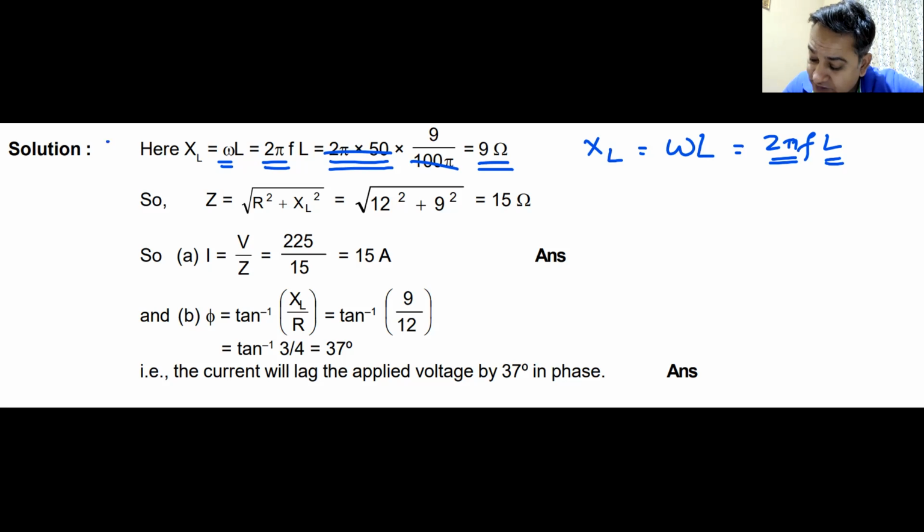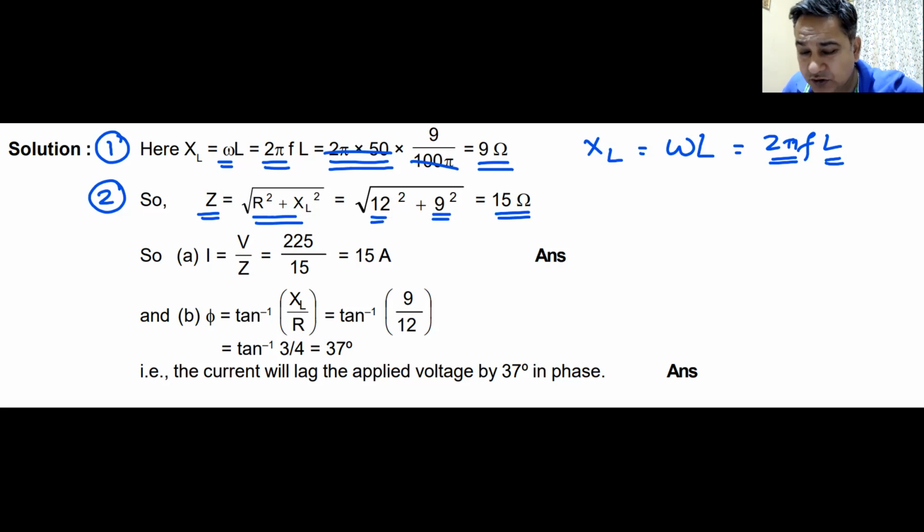Now, that is step number 1: calculate the value of XL or XC. There could be a case where you have to calculate both. If the circuit has all 3 elements, L and C both, then you have to calculate XL as well as XC. Here we only need XL. In step 2, you need to calculate the value of Z, the impedance. Here it is under root of R square plus XL square, 12 square plus 9 square, which is equal to 15.